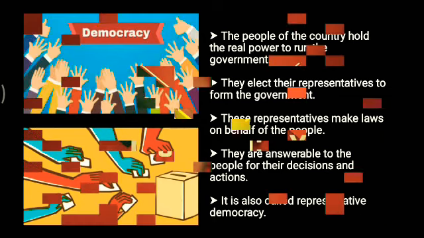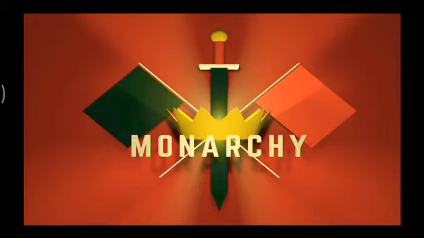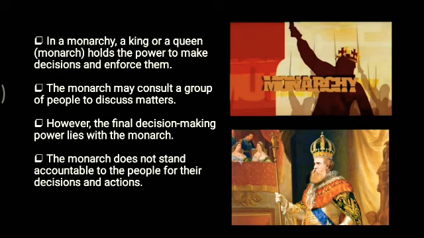Secondly, we have the monarchy. We can call it the monarchical form of government. Now, in a monarchy, a king or a queen holds the power to make decisions and also enforce them. Here, the power which was given to the people in case of democracy is not there. The monarch may consult a group of people to discuss matters, maybe their courtiers. However, the final decision-making power lies within the monarch, the king or the queen.